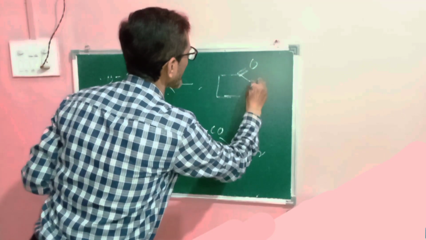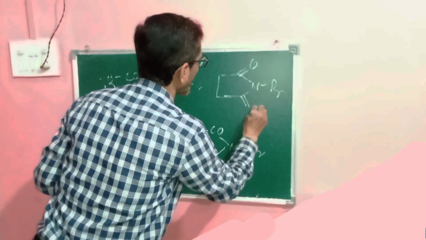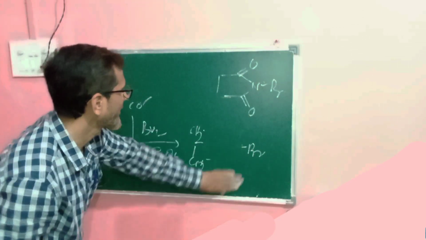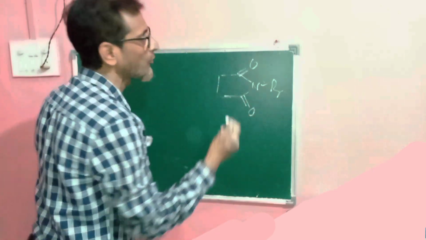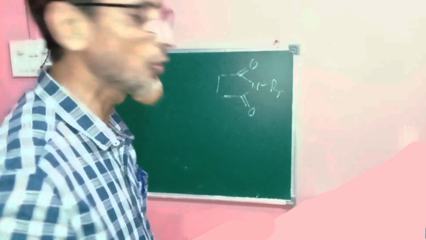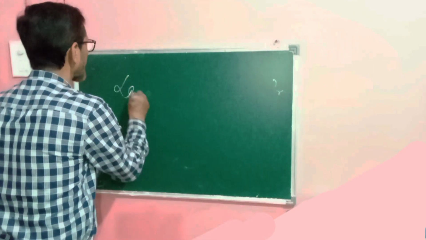So symbolically the answer is N-bromosuccinimide. This is N-bromosuccinimide. Or if you cannot understand anything, just remember NBS, N-bromo. If there is an allyl part, in the allyl part you make substitution. No addition is there. Mind that. It is a substitution reaction.